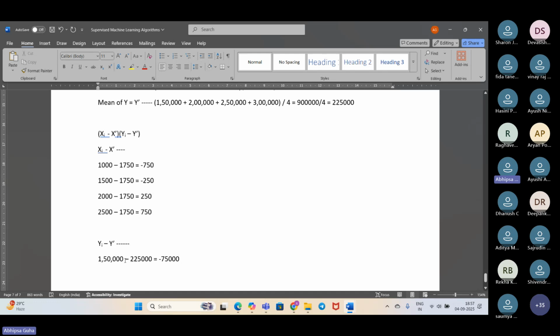So we need to put this value, the first variable of y, that is 1,50,000, minus y bar, this value, that is 2,25,000. We need to subtract it. We are getting minus 75,000. Got it? So next we are doing y minus y bar for the next, that is 2 lakh, minus 2,25,000. So we are getting minus 25,000.